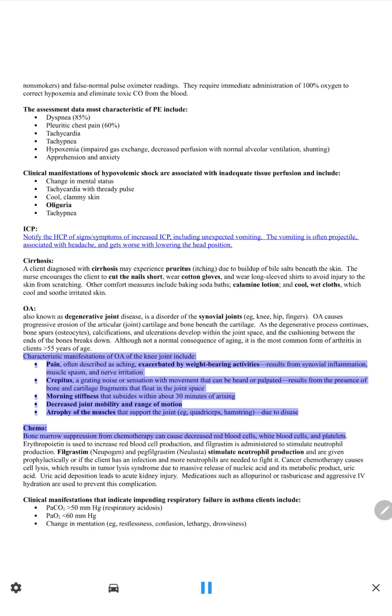Morning stiffness that subsides within about 30 minutes of arising. Decreased joint mobility and range of motion. Atrophy of the muscles that support the joint, e.g., quadriceps, hamstring, due to disuse.